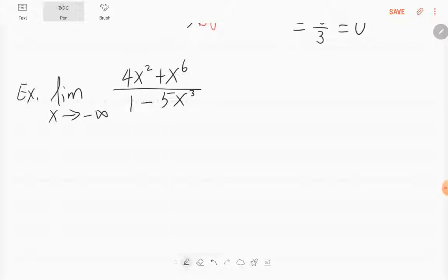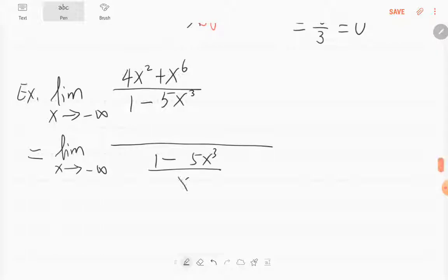So for this limit, again, the highest power in the denominator is x to the third, right? So we divide by x to the third for the top and the bottom. Don't forget the limit sign when you do the calculation. Then you keep everything the same, and then you do the calculation.